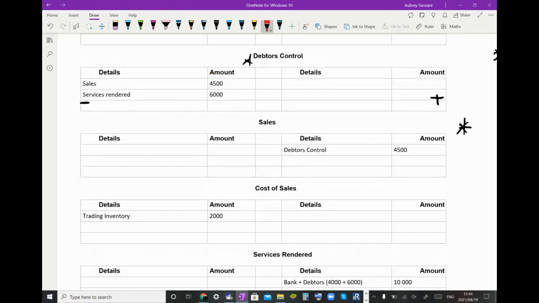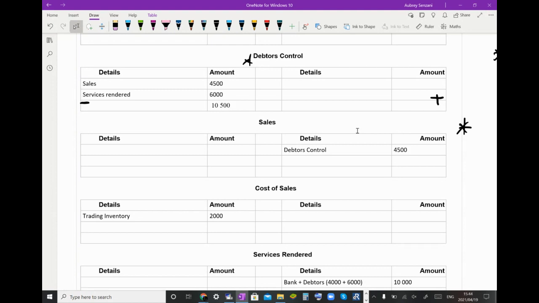Can you see with that we have two amounts, but they're both on the same side? So to balance that account, we literally are just going to come here and total what we have on that side. So 6,000 plus 4,500, what do we get? 10,500. Okay? And we balance that account. So that's the second rule.